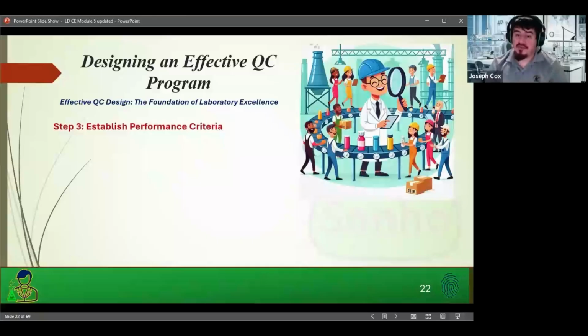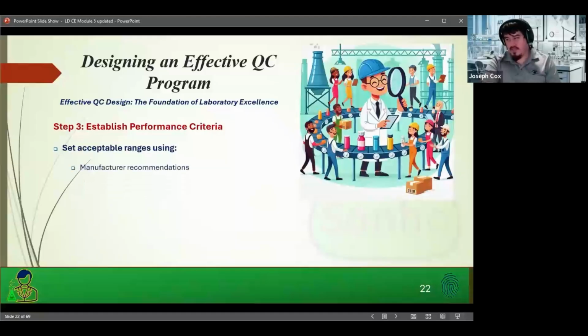Step 3, establish those performance criteria. So choosing, that's one of the things. If you decide to go with just 2 QC, it does make your performance criteria a little bit easier, but then you don't have any wiggle room to drop QC. QC has to pass every time. But part of the performance criteria is if you choose 3 QC, you can't be dropping the same QC over and over again. So set your acceptable ranges using manufacturer recommendations, historical data, and peer lab comparisons if available.